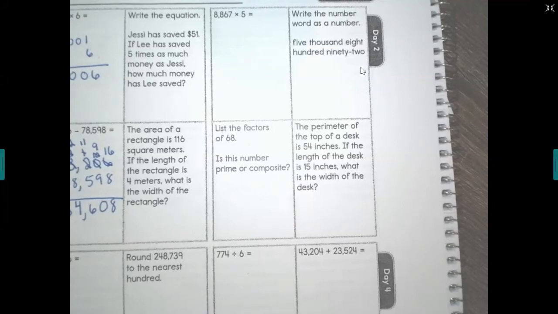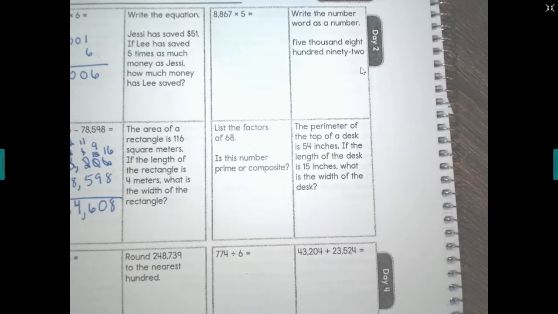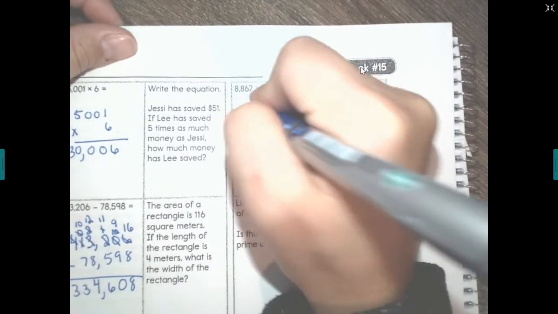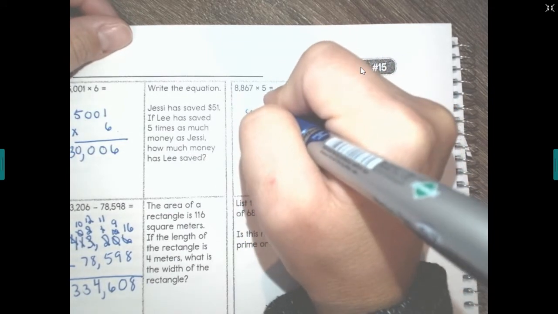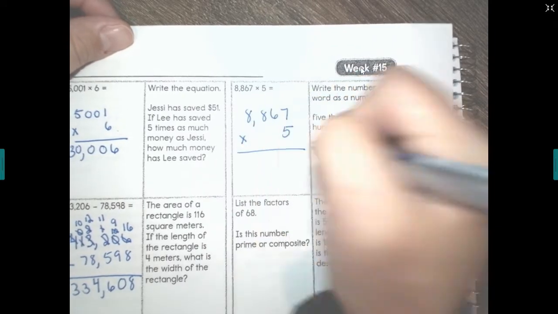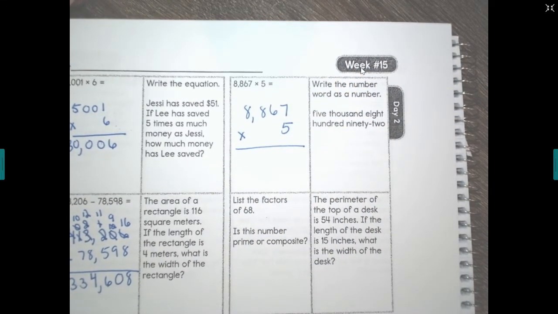All right, we are on day 2 of week 15 for daily math. So our problem is 8,867 times 5. So I'm going to rewrite that so that it's stacked on top of each other. And then I'm going to multiply using the standard algorithm.